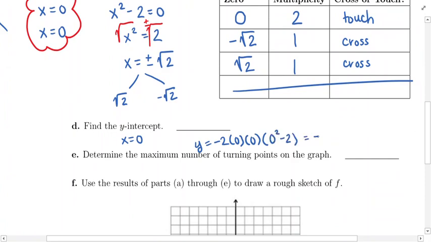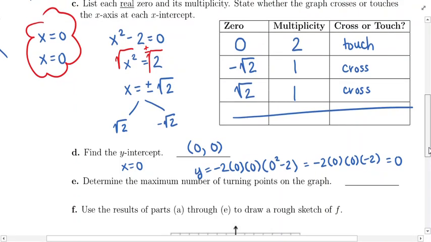Let's see, this is going to give us negative 2 times 0 times 0 times negative 2. Anything times 0 is going to give you 0. So your y-intercept is going to be at x equals 0, y equals 0. So the origin. Notice the origin is also going to be an x-intercept. We figured that out up here.